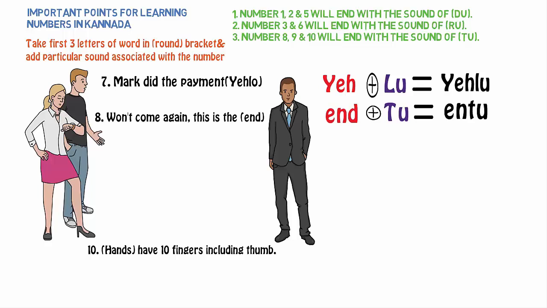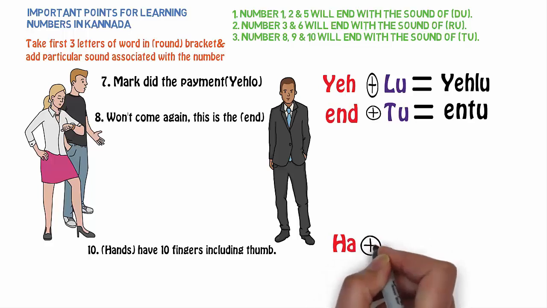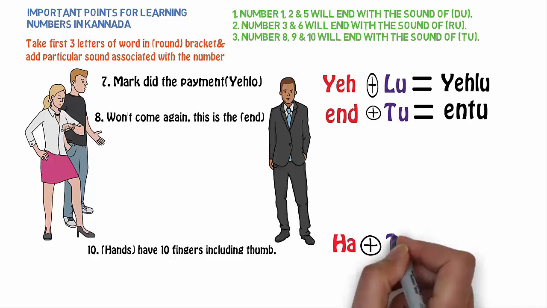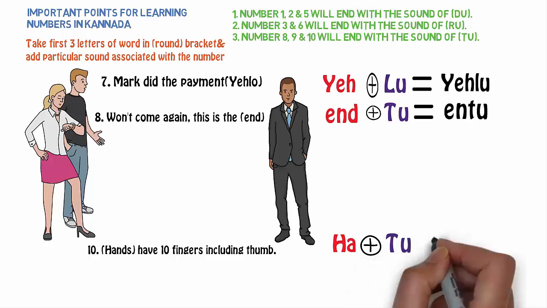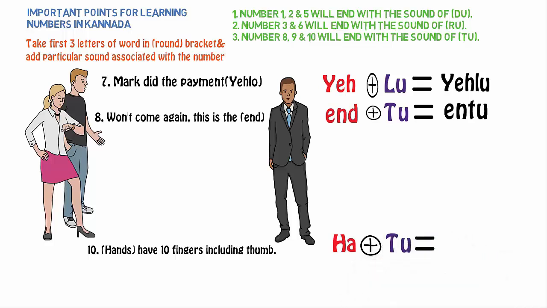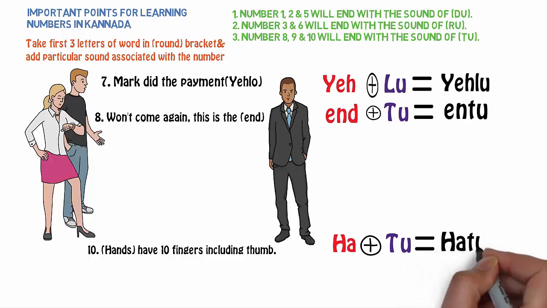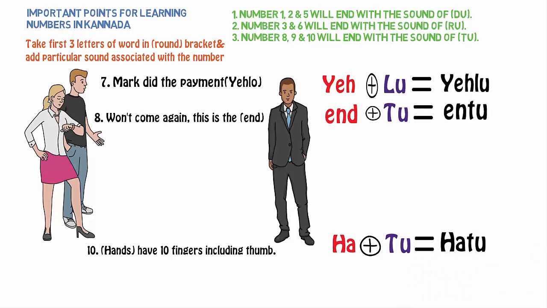Hands have 10 fingers. So the keyword we have over here is hands. So we'll take the first 2 letters, an exception of 5 and 10 where we are supposed to use the first 2 letters only. So we'll take HA and then we'll add the sound associated with number 10, which will be TU. So we add both, it will be Hattu, which is number 10 in Kannada language.